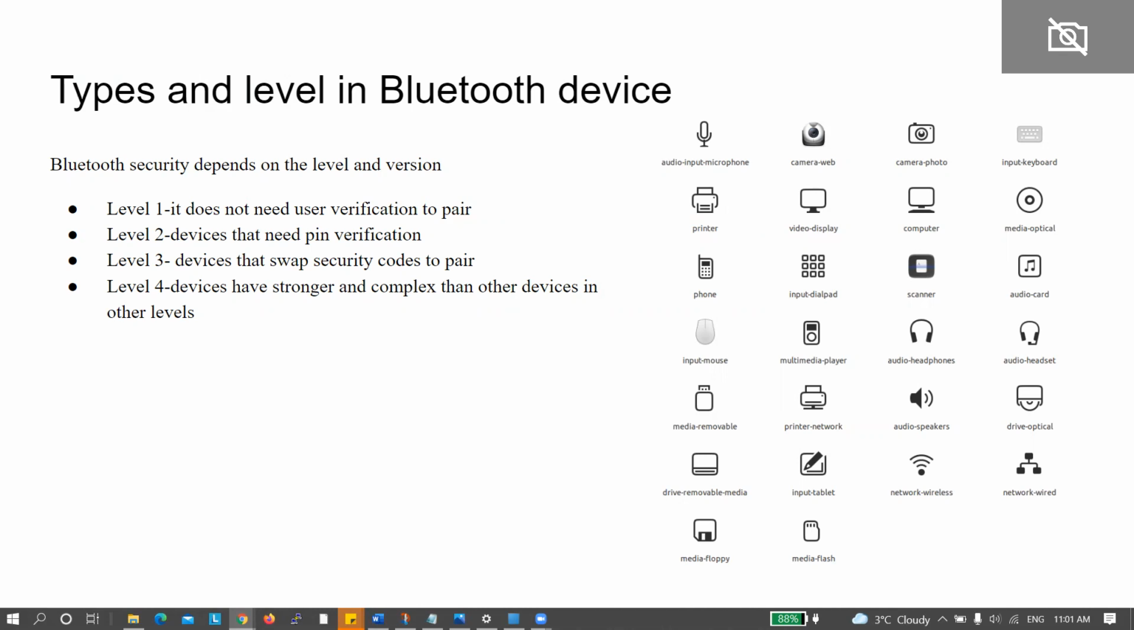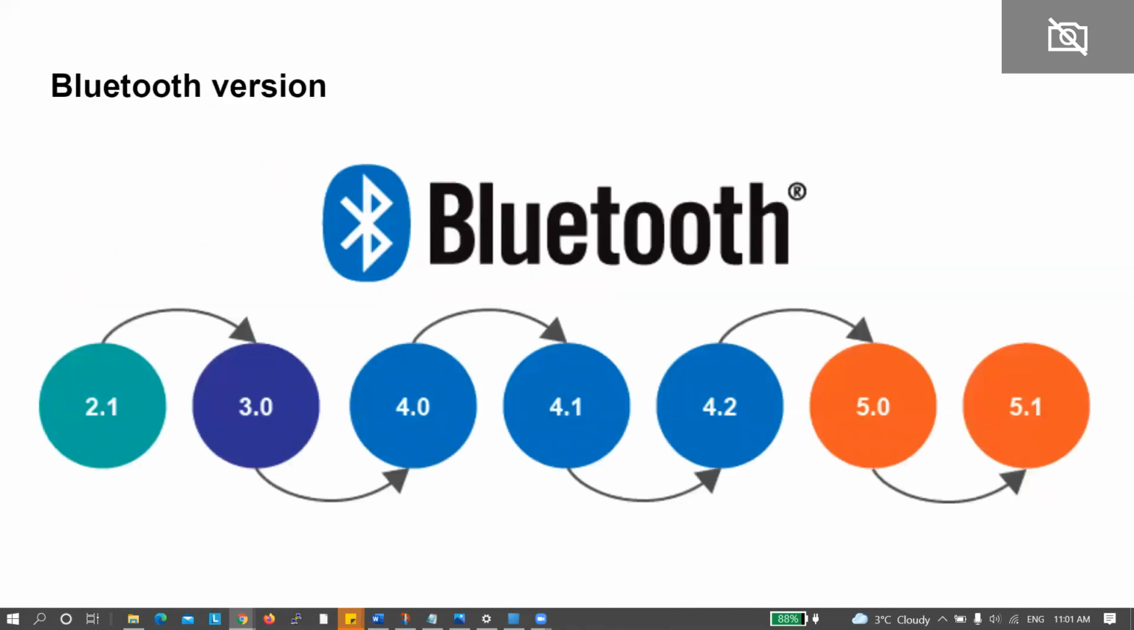And a level 4 device is strong. A level 4 device is a combination of 1, 2 and 3, and it is more secure than devices in other levels. The next slide is based on Bluetooth versions, which is part of Bluetooth growth and the evolution of Bluetooth. There are different types of Bluetooth versions. The versions I'm going to explain are Bluetooth 1.2, 2.1, 3 and 4.